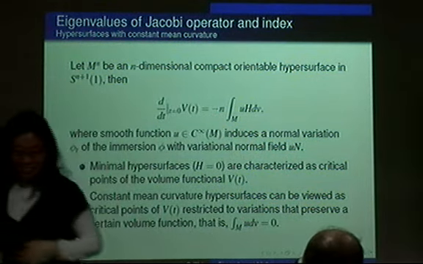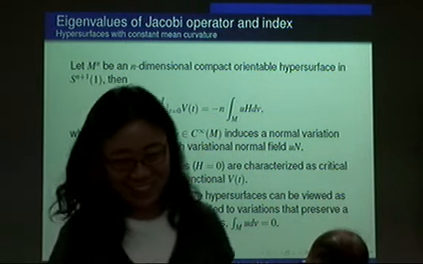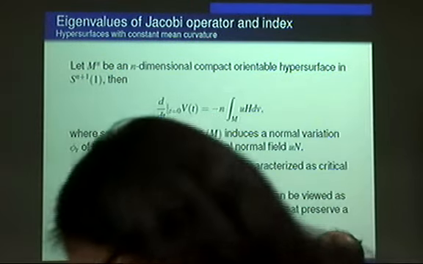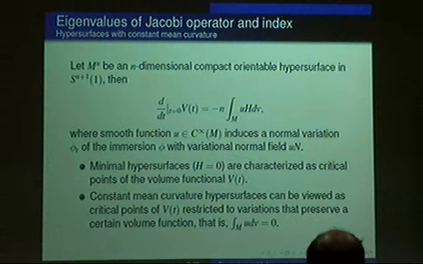Sorry. So we can get the Euler-Lagrange equation, meaning the mean curvature H equal to a constant. This means the constant mean curvature hypersurfaces can be viewed as the critical points of the volume functional. Here, the variation is restricted to variations that preserve a certain volume functional. So this is about the first variation.